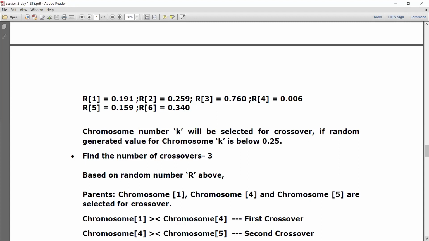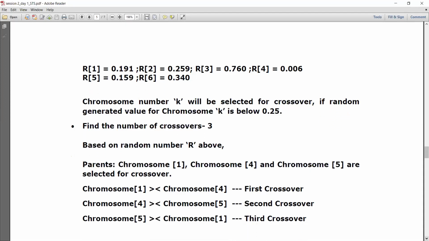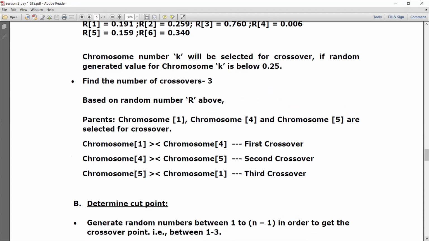So now we are going to select the chromosomes to undergo crossover. Not all 6 are going to take part, only 25%. Among the 6, see here: 0.199, the first chromosome; 0.006, the fourth chromosome; and the fifth chromosome, 0.159. So only 3 chromosomes are now selected as crossover chromosomes. They are called crossover chromosomes. So the number of crossovers has become 3.